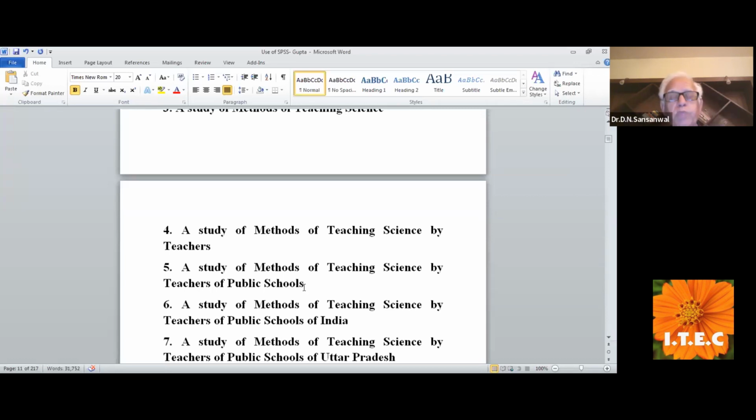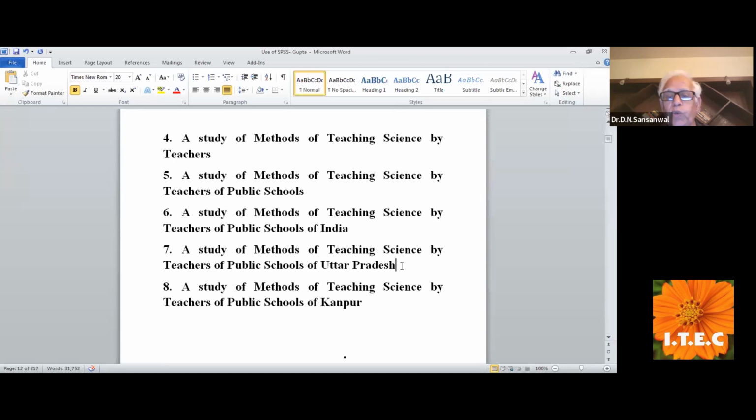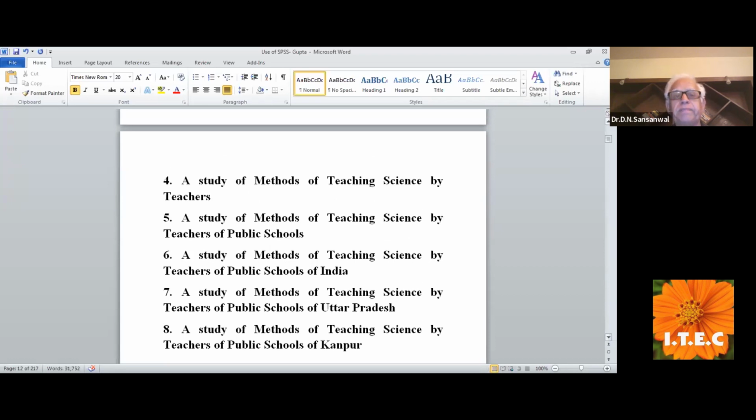These public schools belong to which country? In the sixth one, it is said India, and India is too vast. Then in the seventh, it is said UP, and in the eighth, it is said Kanpur. So according to you, which title is appropriate?